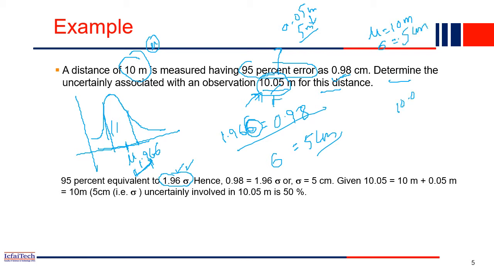So 10.05 is nothing but mu, which is 10, plus the standard deviation sigma, which is 0.05 meter. So you get 10.05, right? That means the new observation we have considered, 10.05, is actually mu plus sigma. So from the last plot, from this histogram, how much area is there for mu plus sigma? That is basically the reliability percentage. From the plot, we got 50% actually.